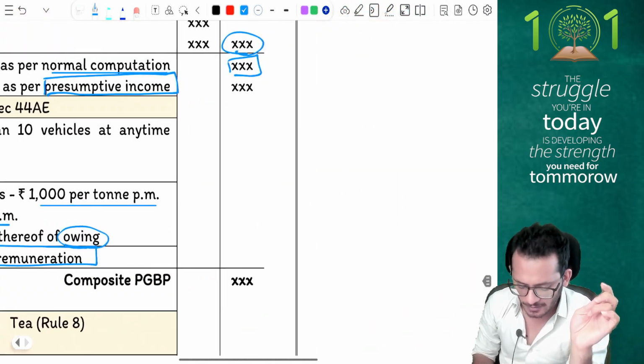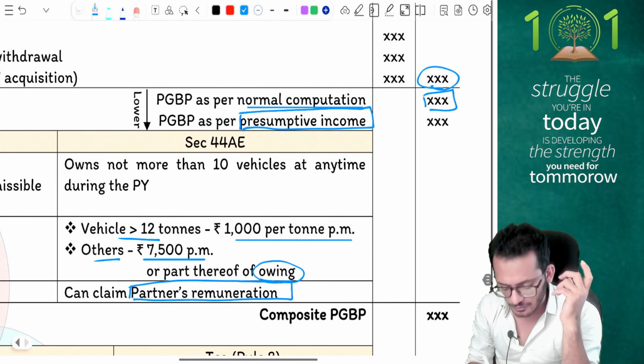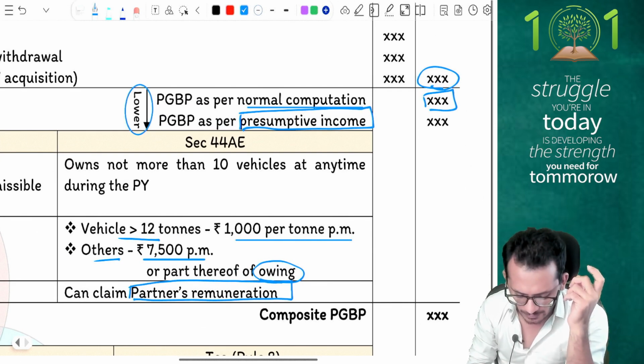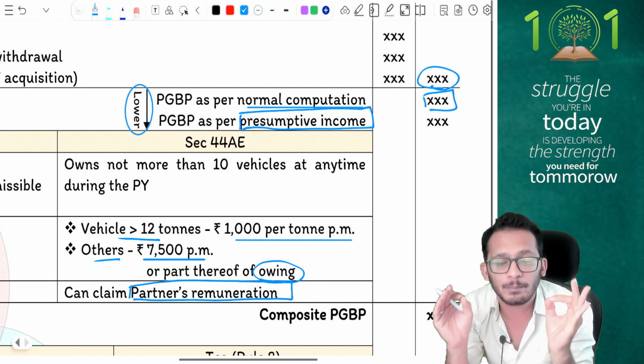If you do all this, people, you will now arrive at your PGBP as per normal and PGBP as per presumptive. Choose whichever is lower. Once you do that, you will now have the final PGBP.